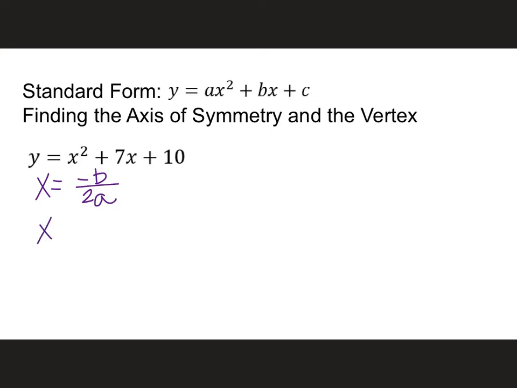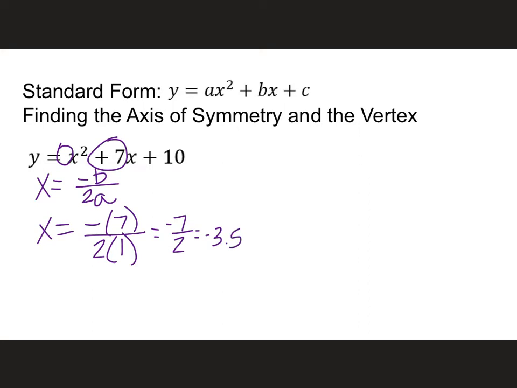Then we can say x equals, in this case, b is 7, so we would have negative, and then b is 7, and a, there's not a number there, so that makes it a 1, so 2 times 1. This would be negative 7 over 2, or negative 3.5 if you wanted to make it a decimal. I personally would leave it as negative 7 halves, so I'm going to say x equals negative 7 halves.